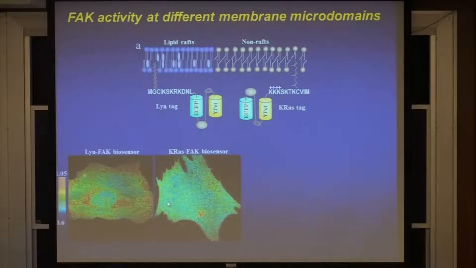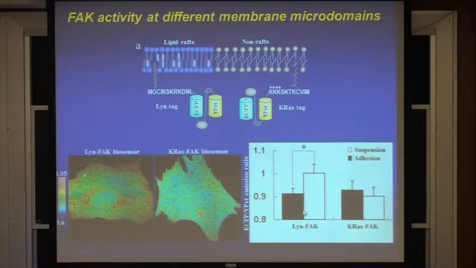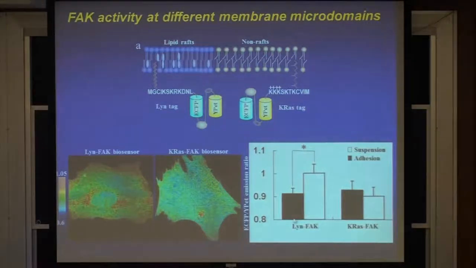As you can see, these two cells, the left is measuring the FAK activity inside the lipid rafts. On the right is measuring the FAK activity outside the rafts. You can already see during adhesion, FAK activity can be turned on in the lipid rafts, but outside the rafts, there's nothing. Suggesting during the adhesion assay, FAK activity can be only activated inside the rafts, okay?